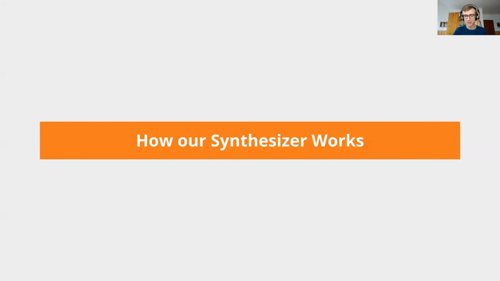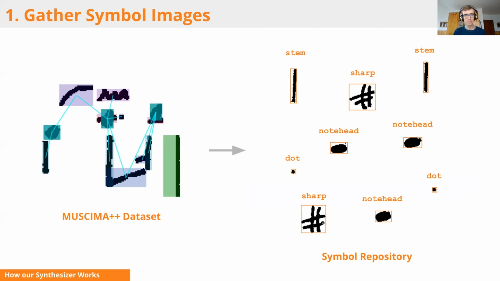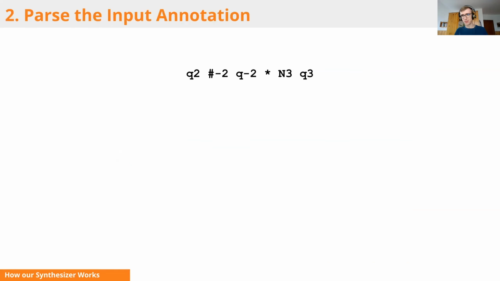So now, how does our synthesizer work under the hood? First, before any synthesis begins, we have to create the so-called symbol repository. So for that, we take the Muscima++ dataset, which is a subset of the CVC Muscima dataset, and we extract all the images of individual symbols there. Then when we want to synthesize some music, we first need to get the annotation of the music somehow. So let's take a look at the annotation on the slide.